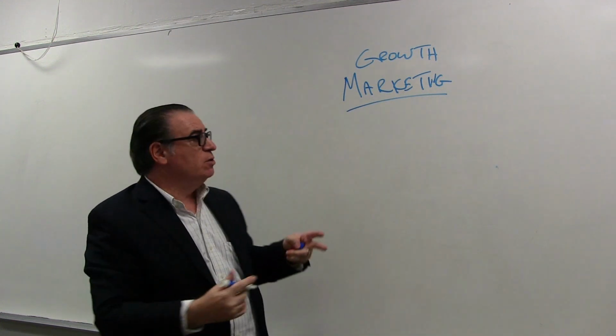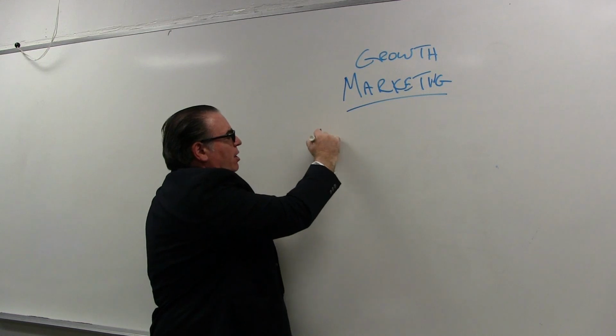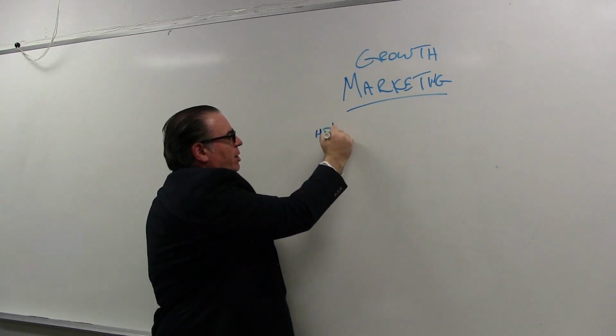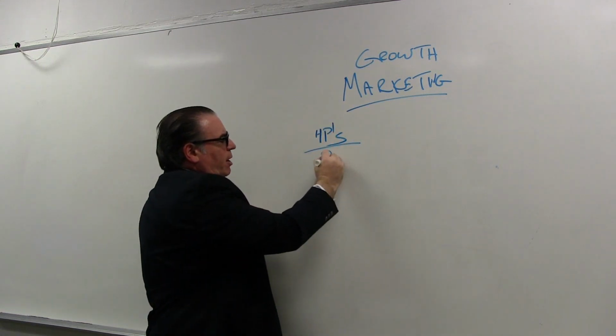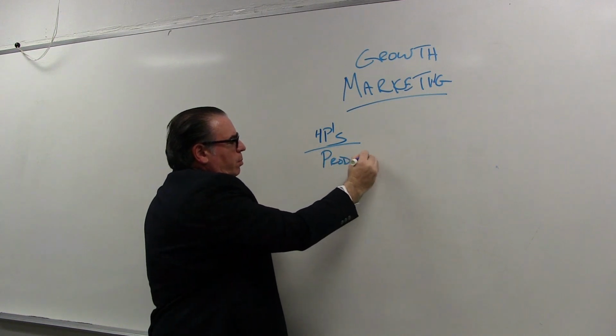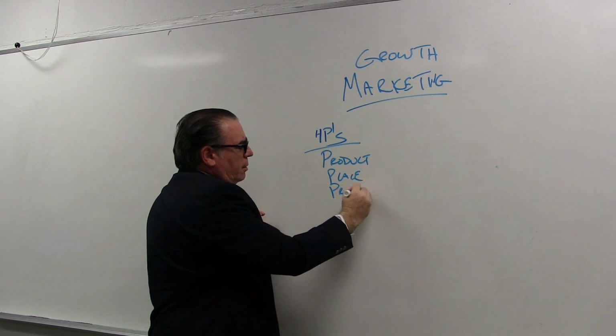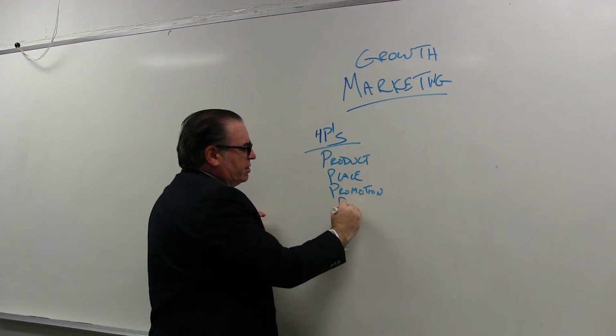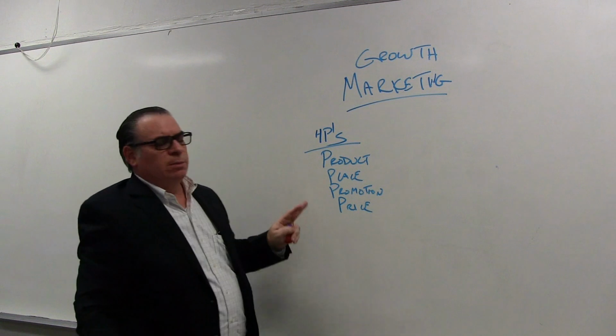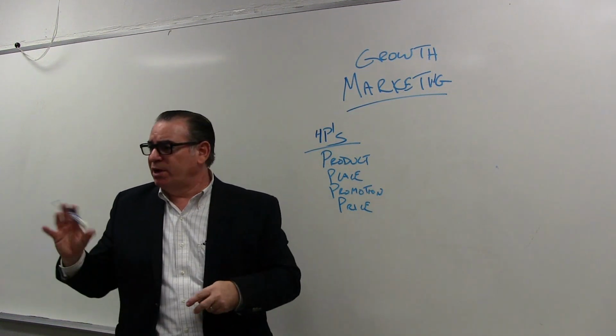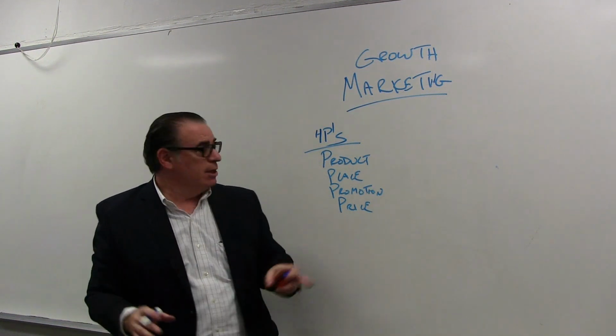So some of the traditional marketing things would be what? The marketing mix, right? The 4 Ps will be up here. And that would be product, place, promotion, and of course price. Product, place, promotion, and price. Price is always last because it's the most delicate.